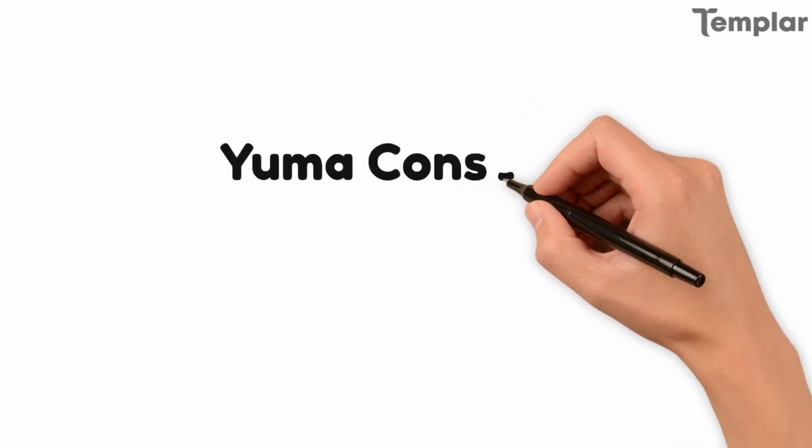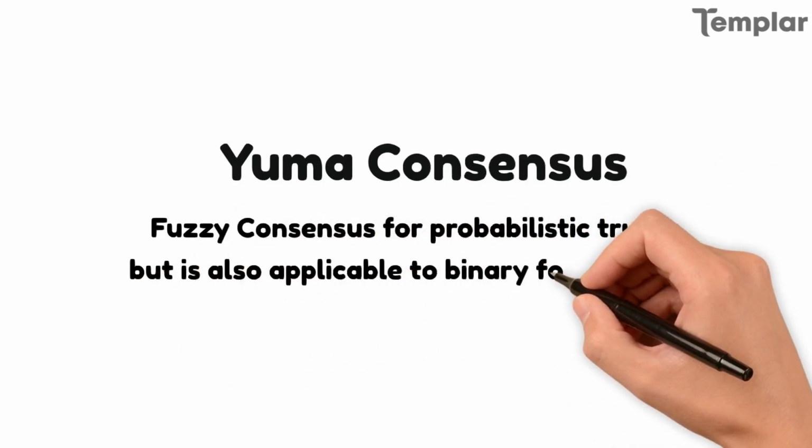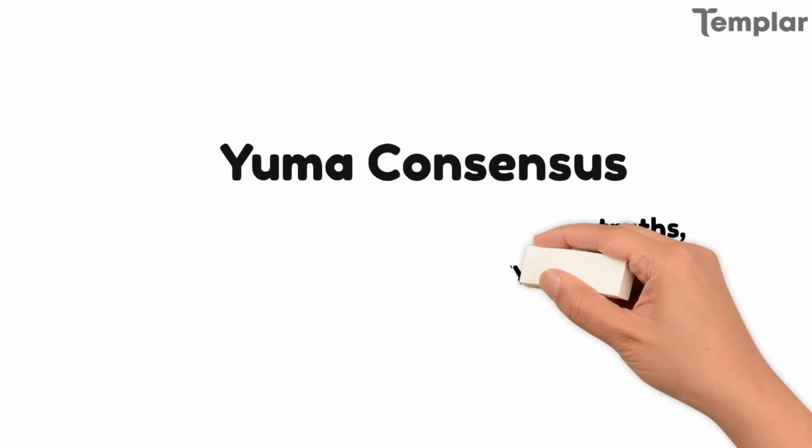What is Yuma Consensus? You've probably heard that it's a fuzzy consensus for probabilistic truths, but is also applicable to binary forms of data. I'm just kidding. We're not going to use any of those fancy words to explain it.